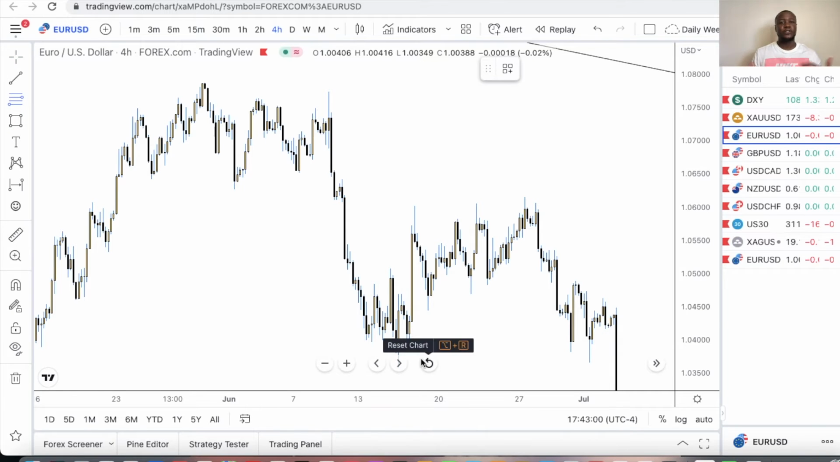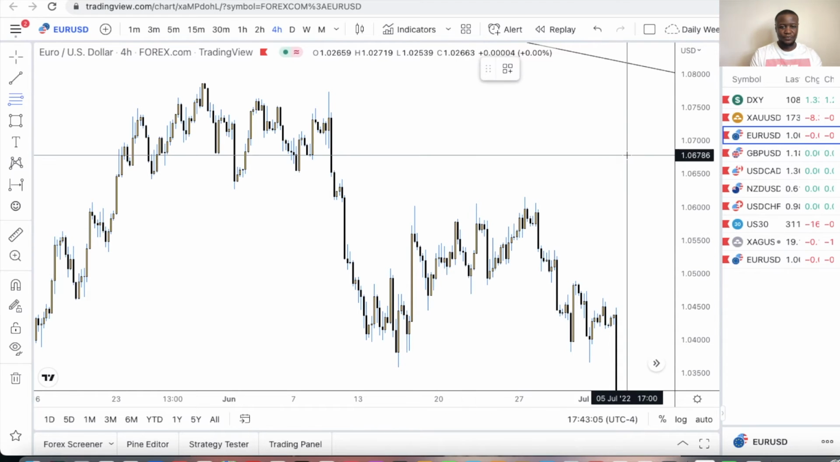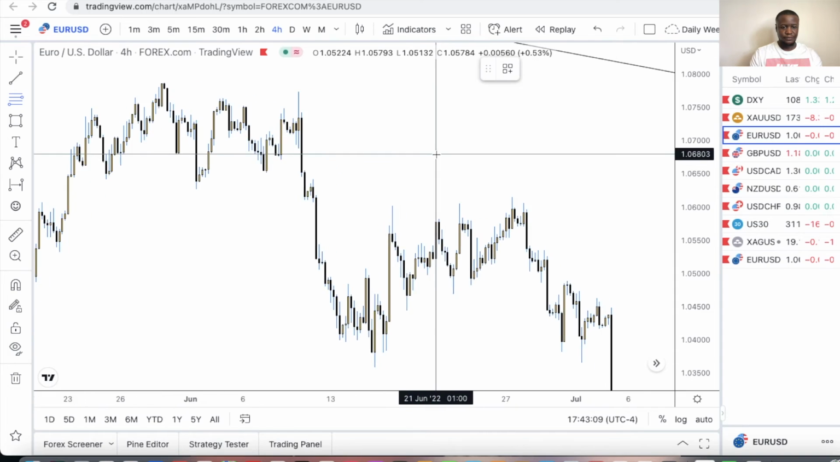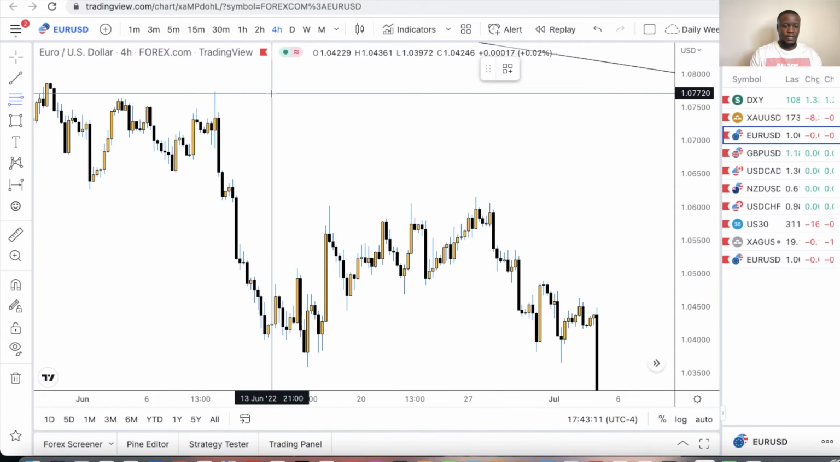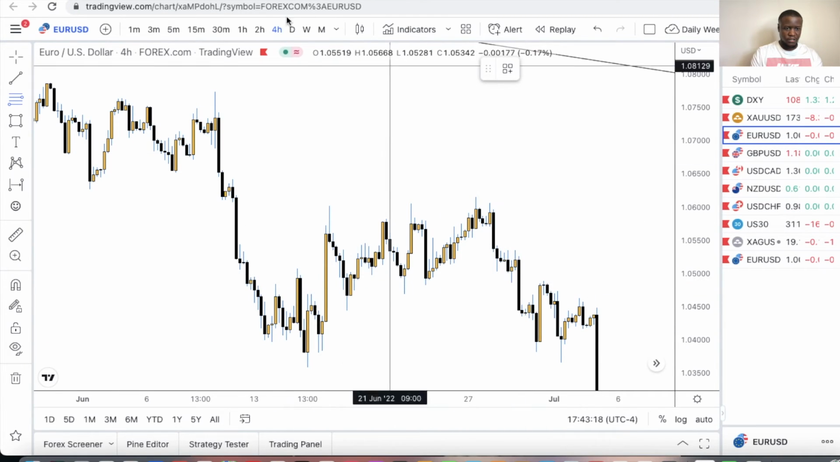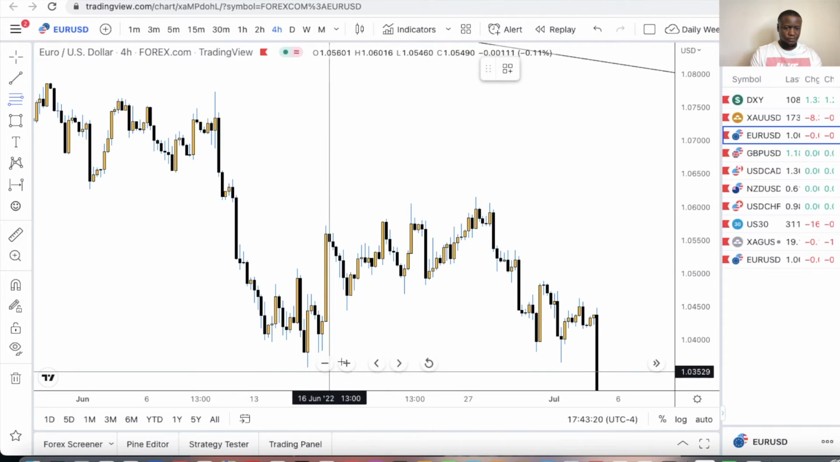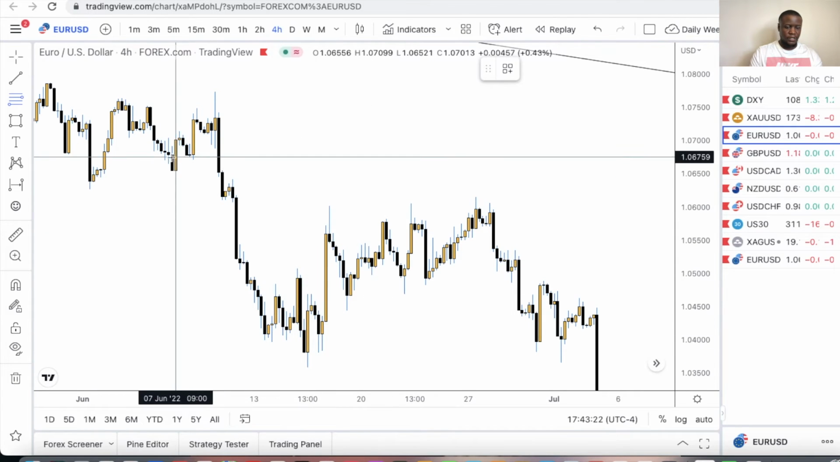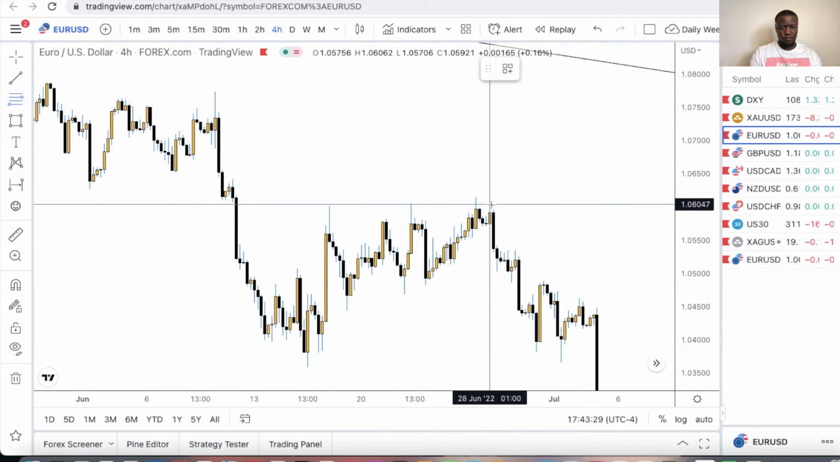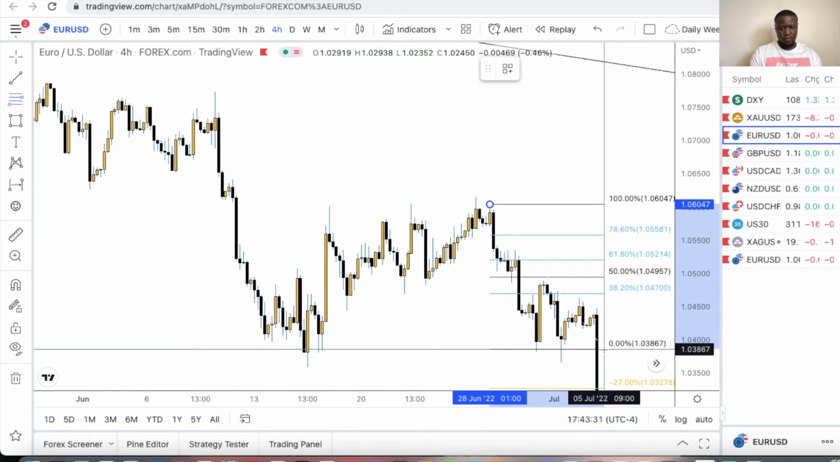So another way of trading would be day trading. Day trading is pretty much you're in the market for maybe 2 to 3 days. So you can see you got this set up right here. High to the low.